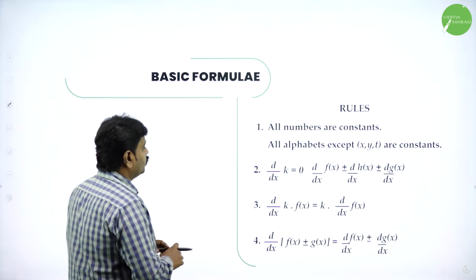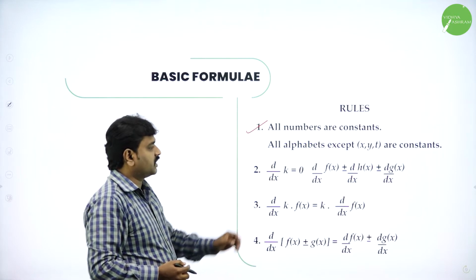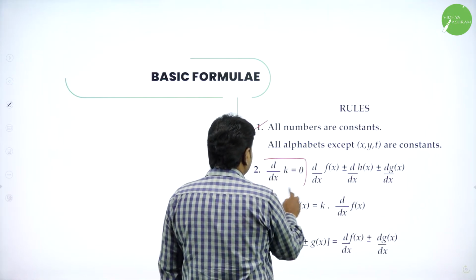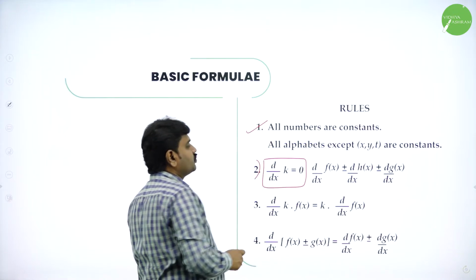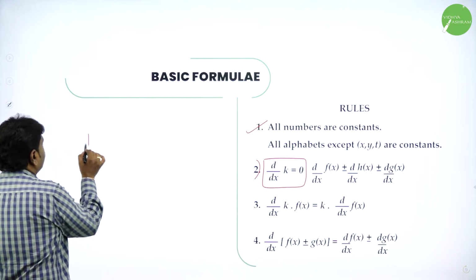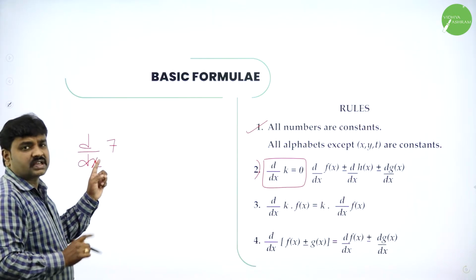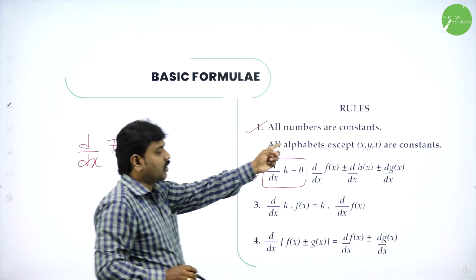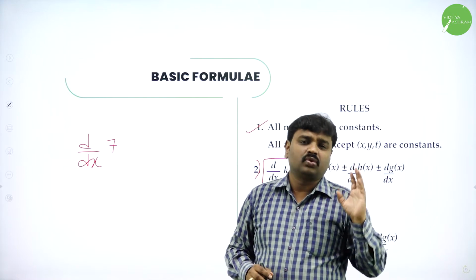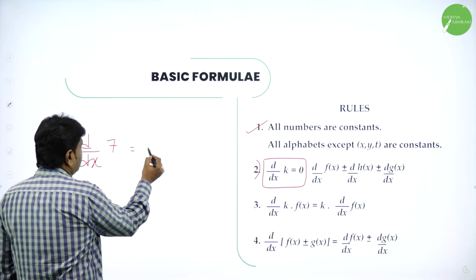Now rule 2. Rule 1 is done. Rule 2: d by dx of k, a constant, is 0. So the derivative of a constant is 0. Listen, my dear students, if you have d by dx of 7, what is 7? 7 is a number, and all numbers are constants. Rule 2 says that d by dx of a constant is 0. So d by dx of 7 is 0.